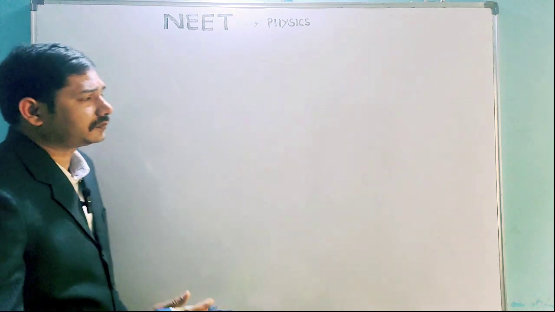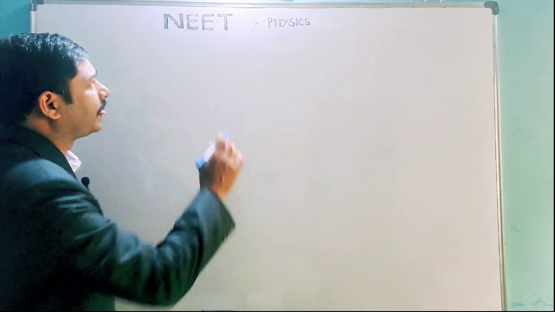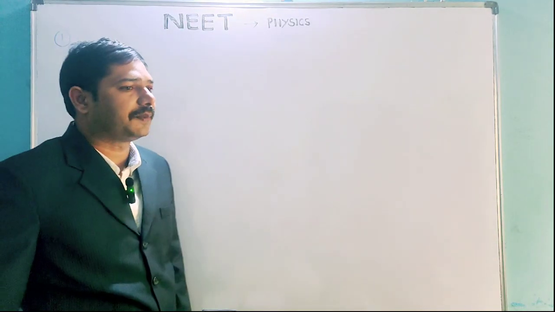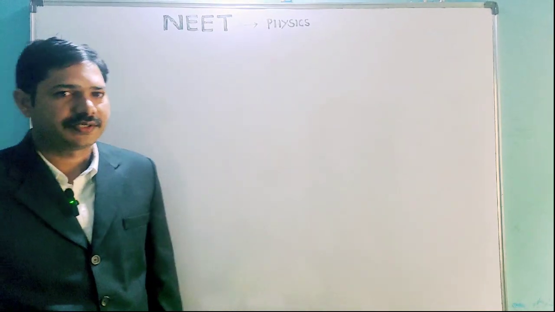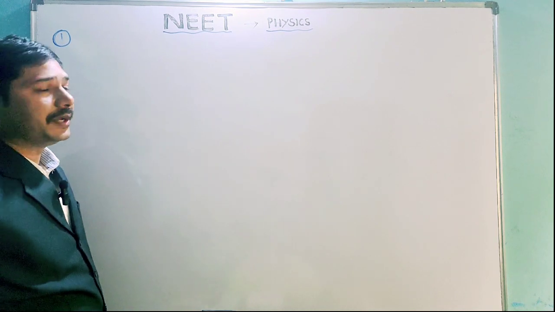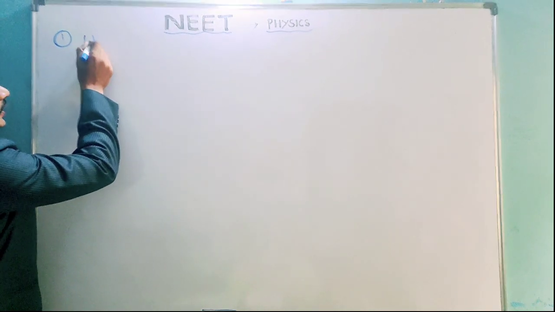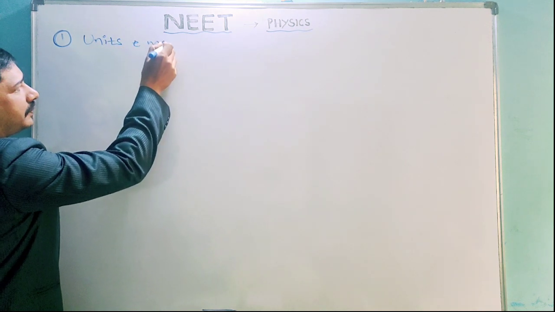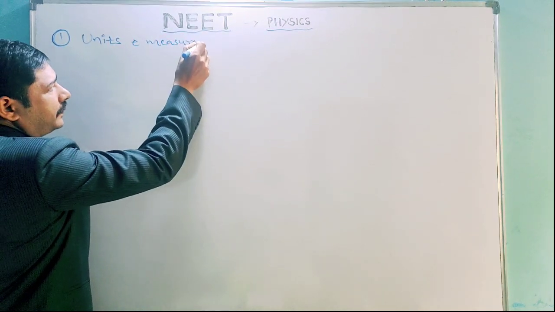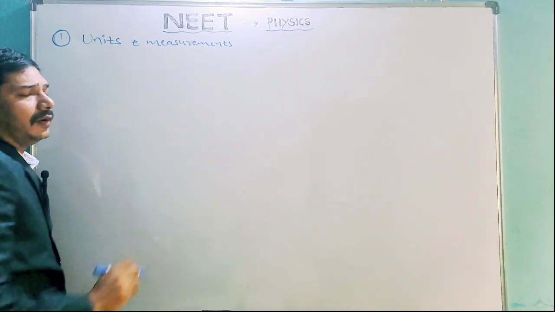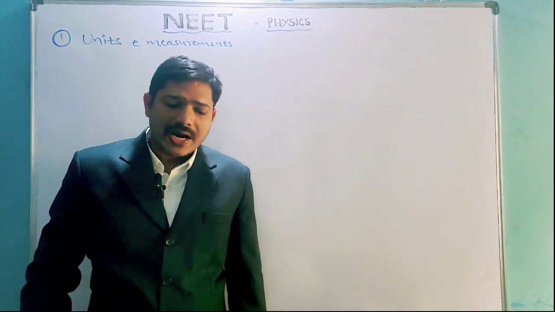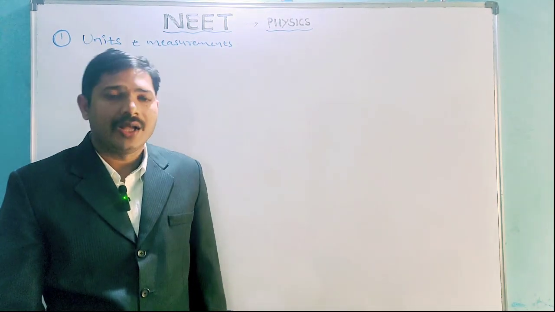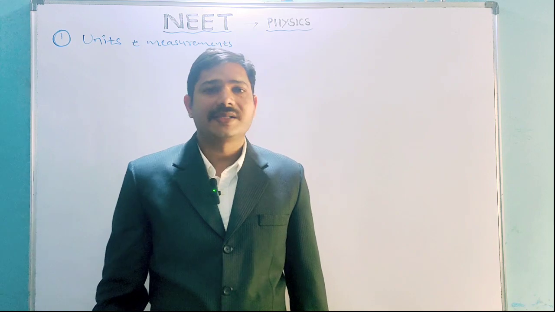Here the first topic is units and measurements. From this topic, based on dimensions, one question is compulsory, and on errors, percentage errors.